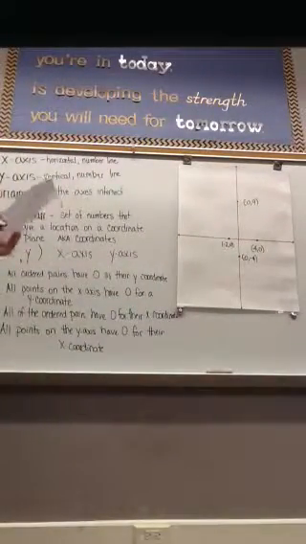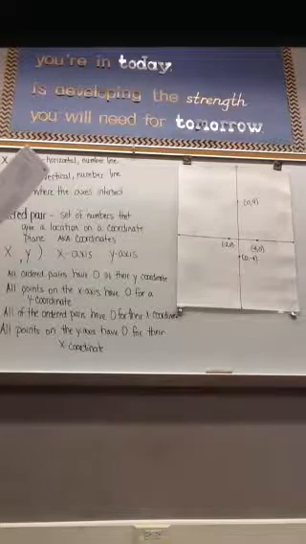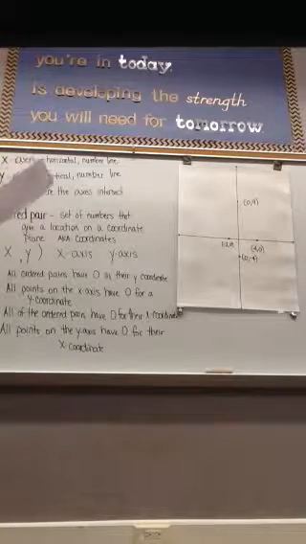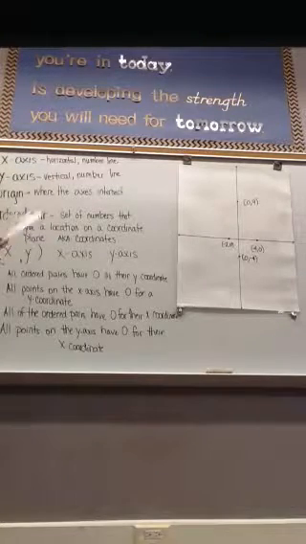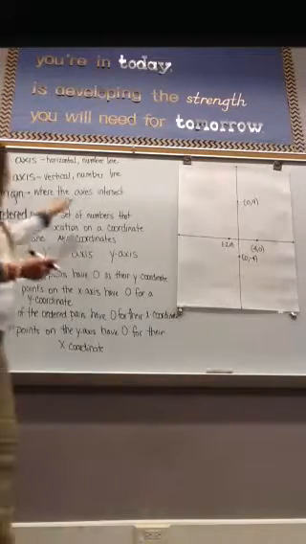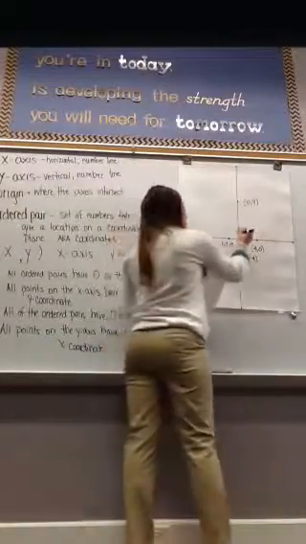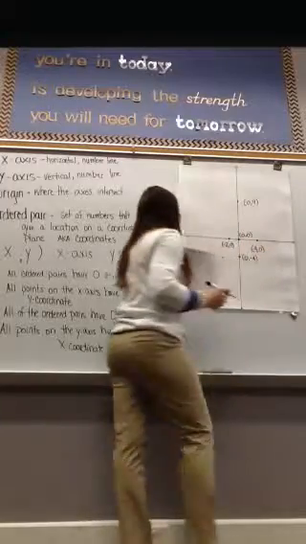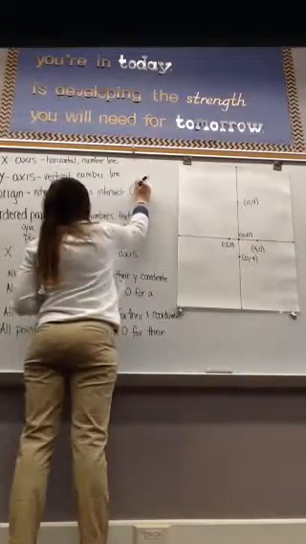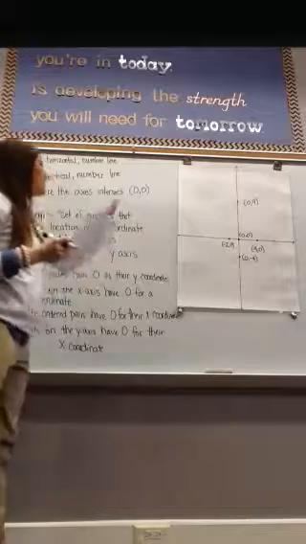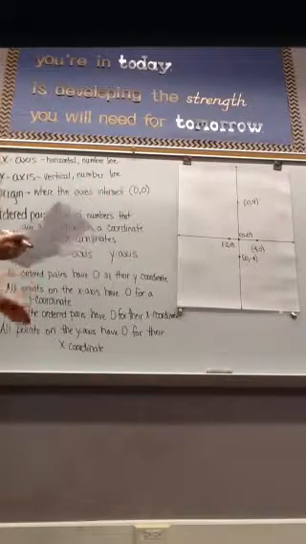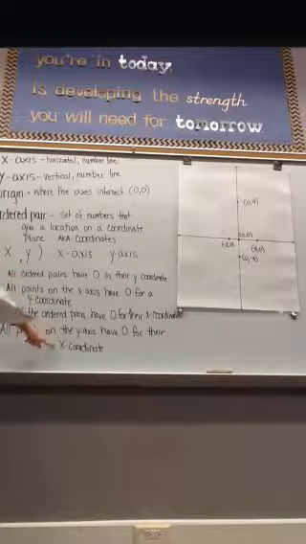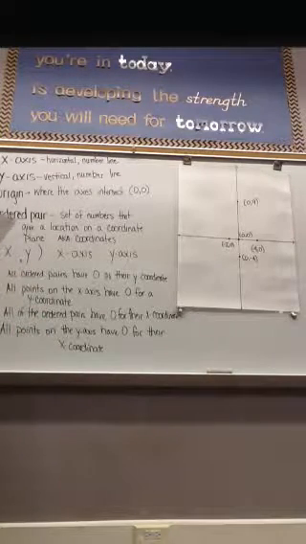Number 3, if the origin is the only point with 0 for both coordinates, what must be true about the origin? So again, the origin is where the axes intersect. So this is the origin. Its ordered pair is 0, 0. And we can put that in our notes. The ordered pair is 0, 0. So if it has a 0 for the y-coordinate and it has a 0 for the x-coordinate, what must be true?